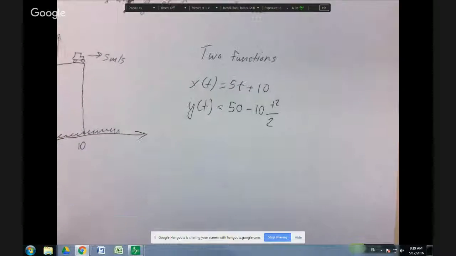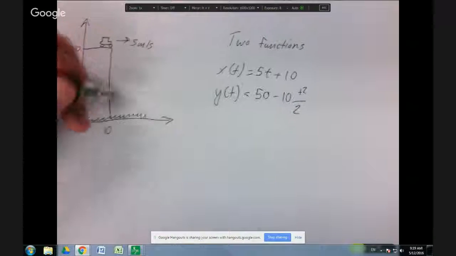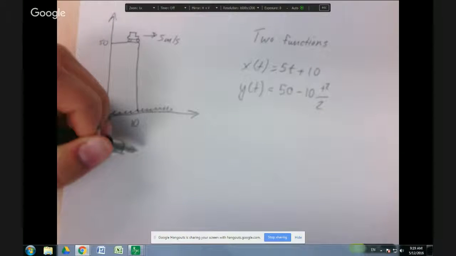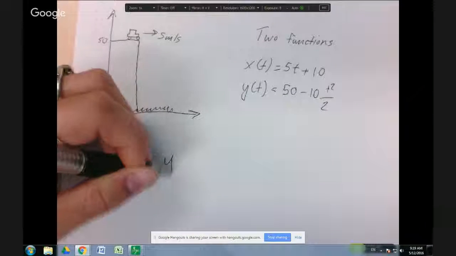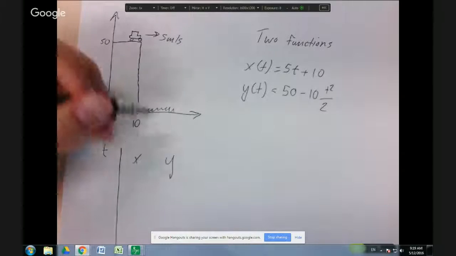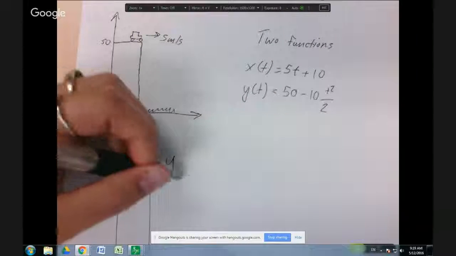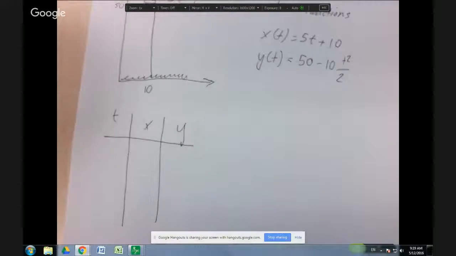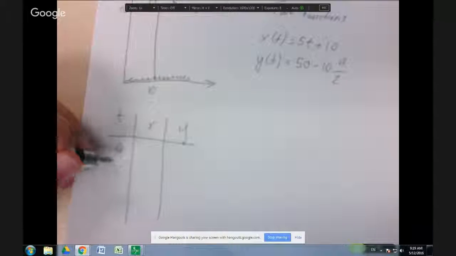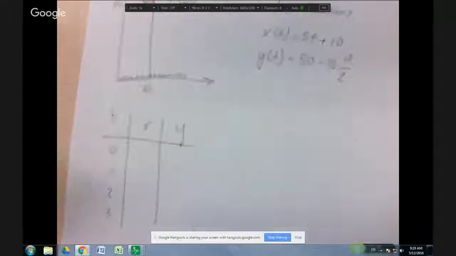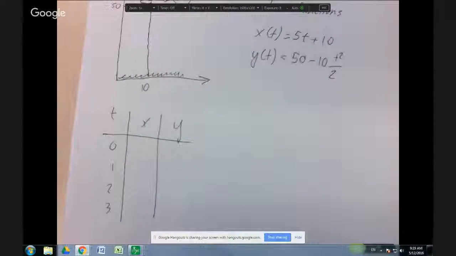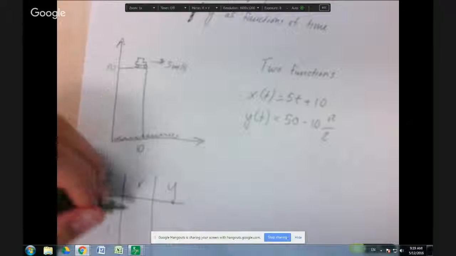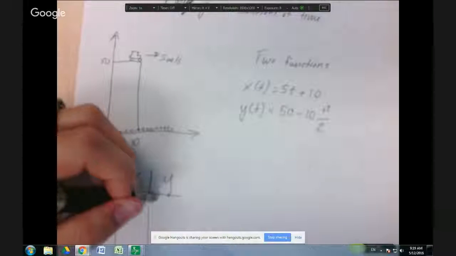So if we want to track the path of this car as it falls to its demise, we get to create a graph of t, of x, and of y using the equations that we have. So let's just do some random t values. We have 1, 2, and 3. And then our starting position, of course. At t of 0, we have our car on top of the cliff, where x would be 10 and y would be 50.